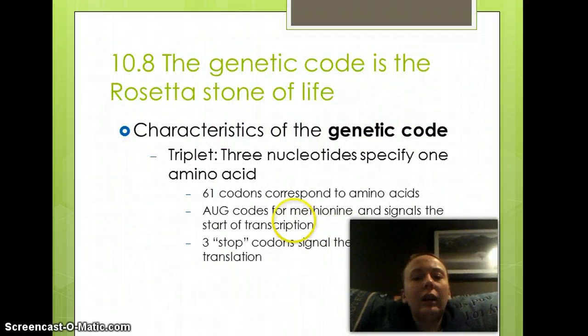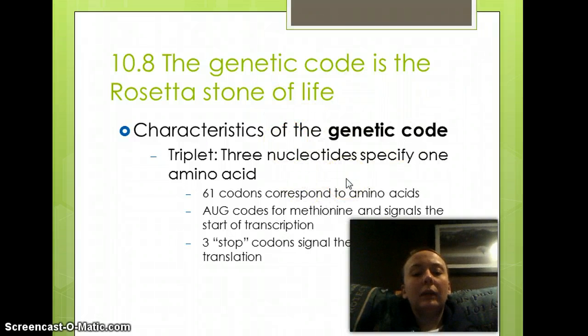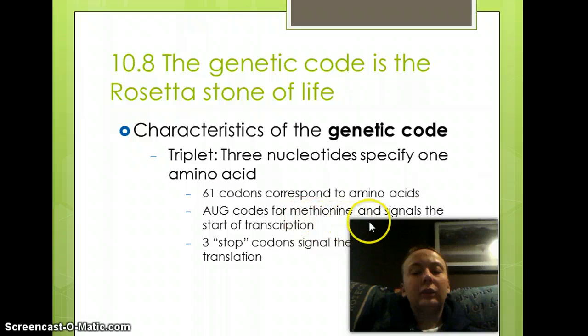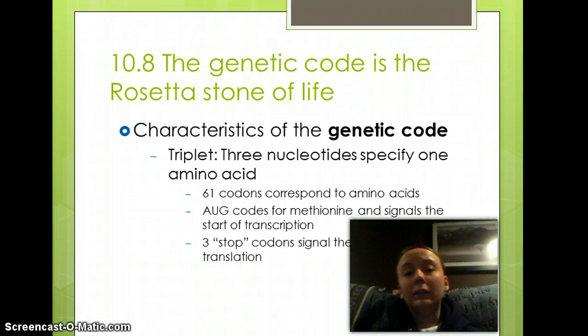So 10.8, the genetic code is the basis of life. Depending on the characteristics of that genetic code, those 3 nucleotides will specify 1 amino acid. You don't really need to know that 61 codons correspond to amino acids, but it's kind of interesting. So AUG will code for the start of transcription. What's kind of cool is we have a triplet code, a codon, that starts, and we also have some that stop. So how else is the body going to know when to start and when to stop?